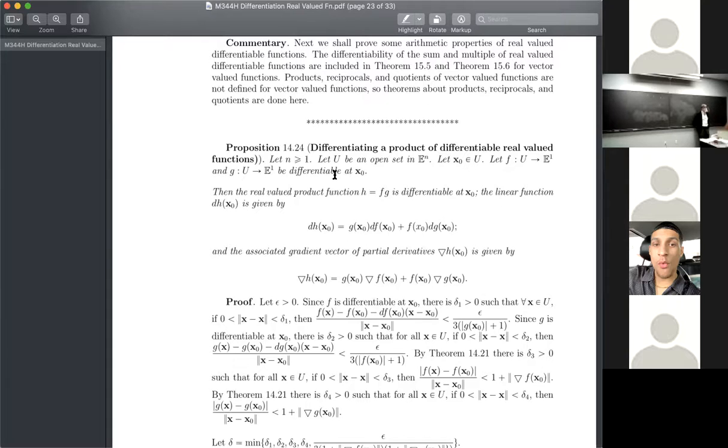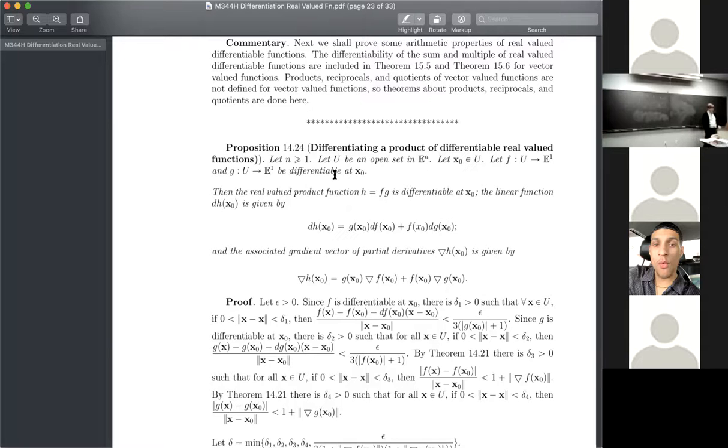Now, if we're in Calc 1 and you have the product of two functions, what's the product rule? You differentiate the first function, leave the second function alone, multiply to it, plus leave the first function alone, differentiate the second function, multiply to it, add the two things up. Okay? On page 23, proposition there, 1424, it's exactly the same, but the name looks different.